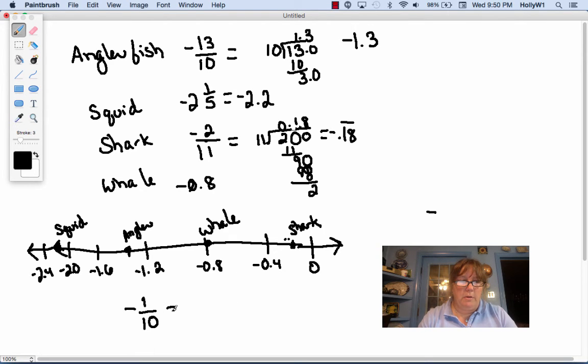Okay, welcome back. So negative 1/10 ends up being negative 0.1. We know this from converting fractions to decimals, they're in tenths. So 0.1 is actually way back here. So our dolphin ends up being here. So good luck doing this, and I'll see you in class.